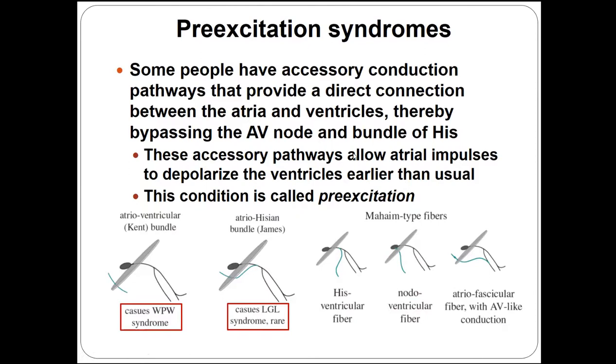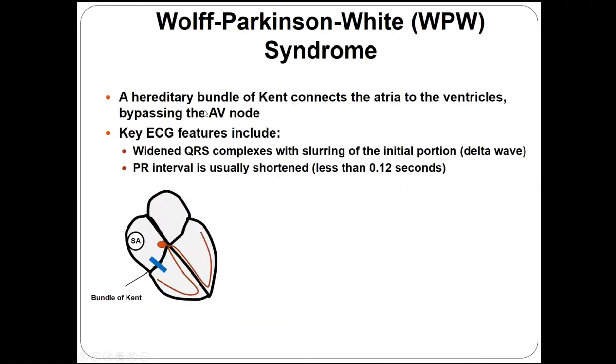So far, we had those things when we had a slower conduction. We can have faster conduction, and this is what is called pre-excitation syndrome. Usually, we have accessory bundles, such as between the atrium and the ventricle, that's a bundle of Kent, or between the atrium and, through the James fiber, the bundle of His. So these are the WPW syndrome, and that's the LGL syndrome.